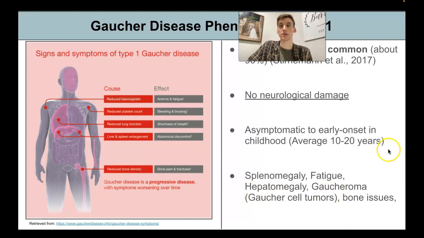And so some of the symptoms that we see with type 1 is enlarged spleen, fatigue due to the large spleen, which impacts the function of the spleen with white blood cells, red blood cell counts. Enlarged liver, some tumors formed by the Gaucher cells, and then we have bone issues, lots of bone issues, which I'll talk about here in a little bit.